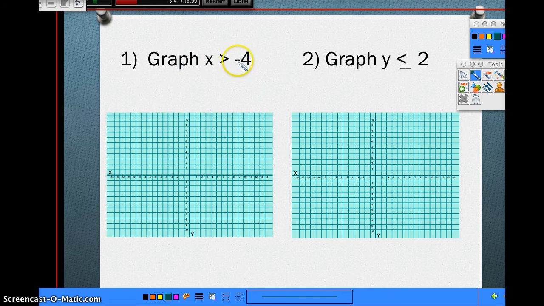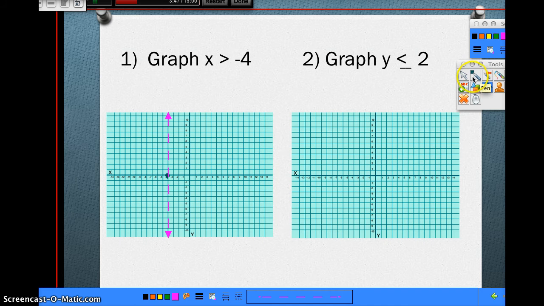So that means because they only have the x, we're going to have either a horizontal or vertical line. Go find negative 4 on the x-axis, which would be 1, 2, 3, 4, this point right here. It's going to be a vertical line at x is greater than negative 4. Understand that this inequality does not have an equal sign in it, so it's actually going to be a vertical dotted line like I've drawn here.